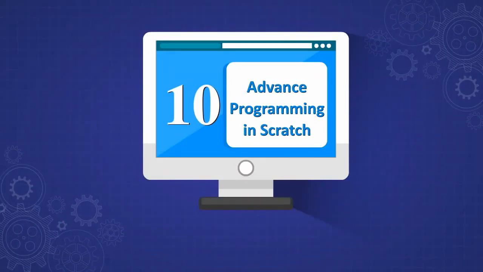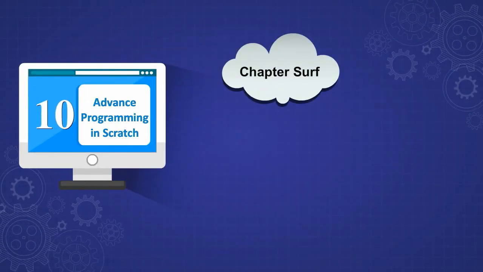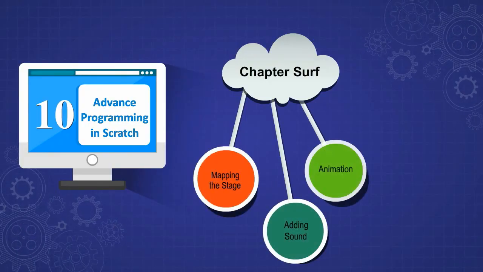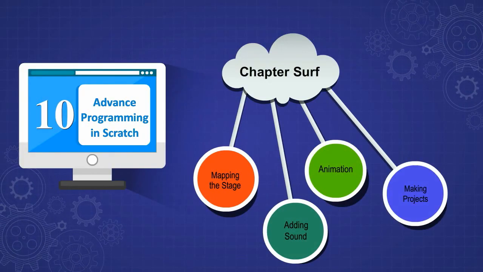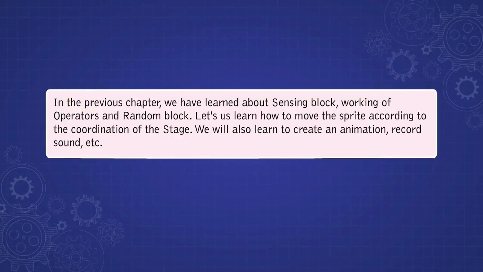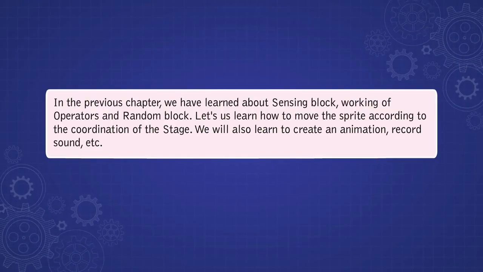Advanced Programming in Scratch. Chapter Seven. Mapping the stage, adding sound, animation, and making projects. In the previous chapter, we have learnt about sensing block, working of operators, and random block. Let us learn how to move the sprite according to the coordinates of the stage. We will also learn to create an animation, record sound, etc.